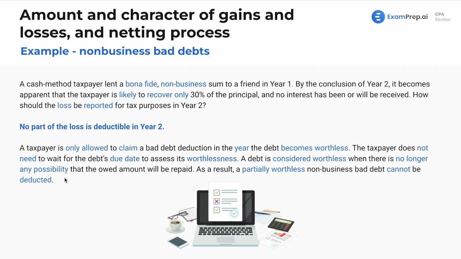You have to wait until it is finally, and this maybe is years later, it's finally declared, maybe it's in court, maybe it's through bankruptcy. There's an actual reason that you can record on the books you are not going to receive this amount. All right, another great example done. Let's keep moving on.